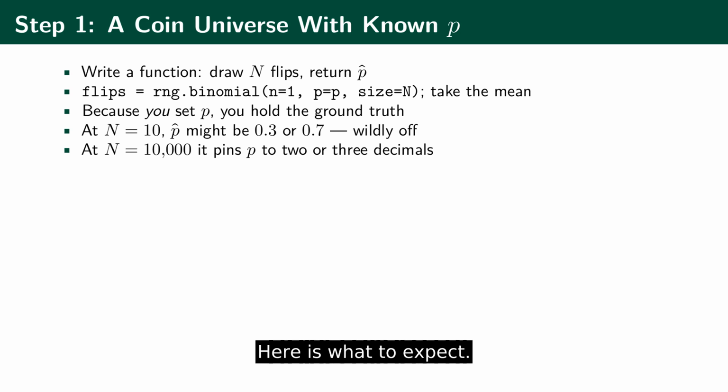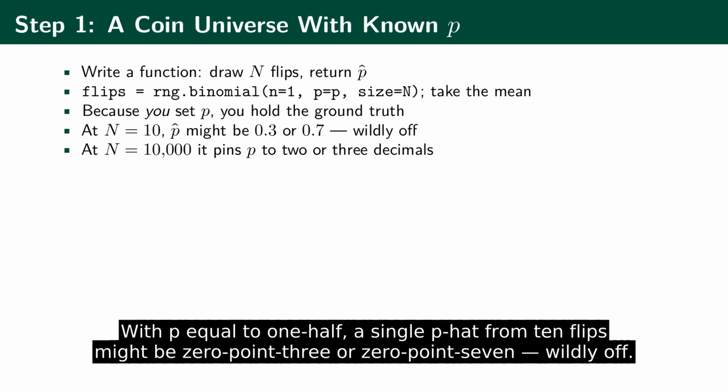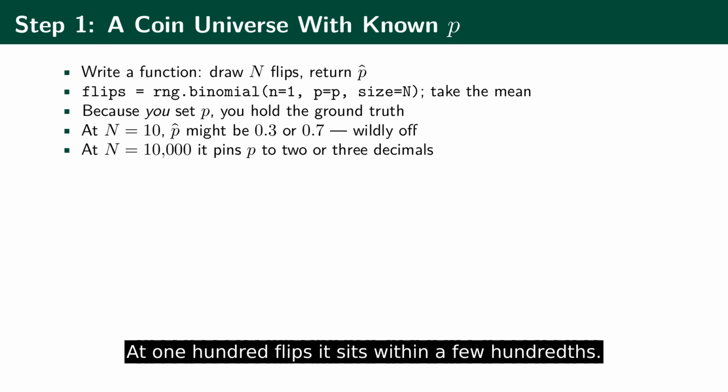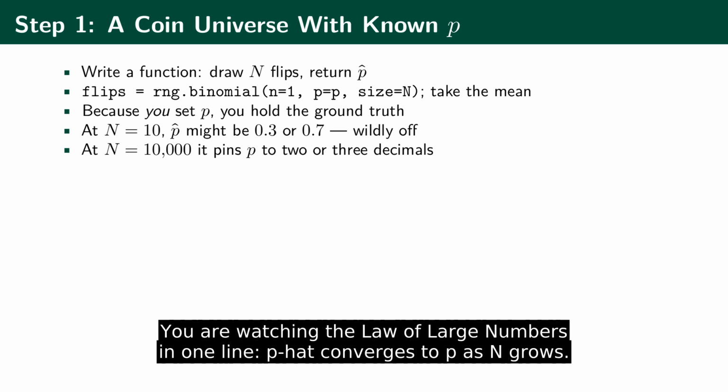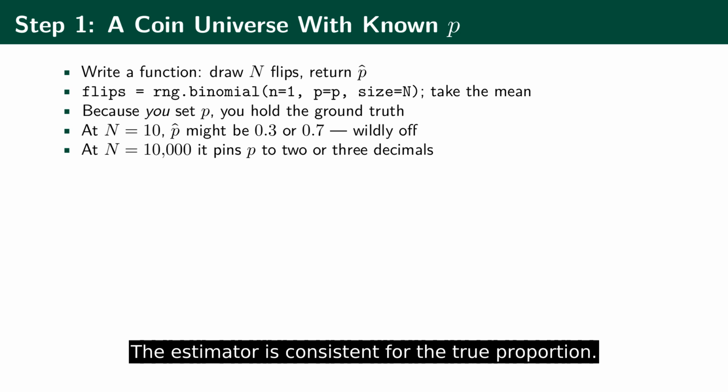Here is what to expect. With p equal to 1/2, a single p hat from 10 flips might be 0.3 or 0.7, wildly off. At 100 flips, it sits within a few hundredths. At 10,000 flips, it pins 1/2 to 2 or 3 decimals. You are watching the law of large numbers in one line. P hat converges to p as n grows. The estimator is consistent for the true proportion.